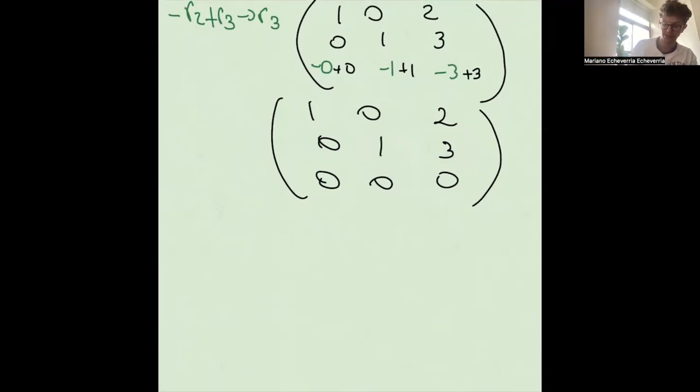So this is the row reduced echelon form of the matrix. Okay.